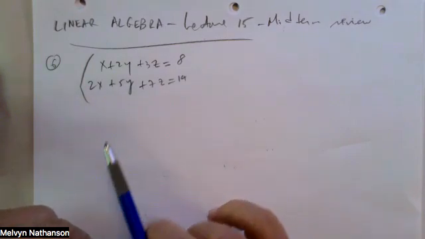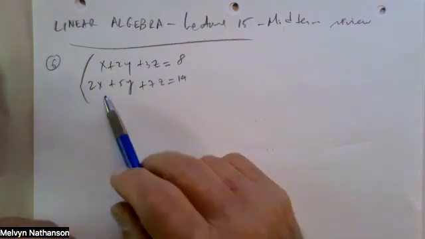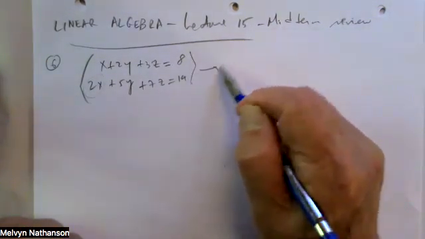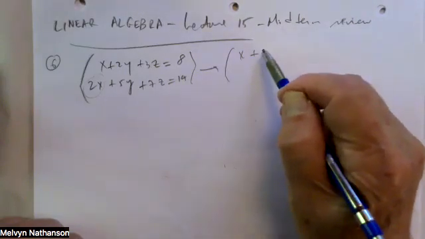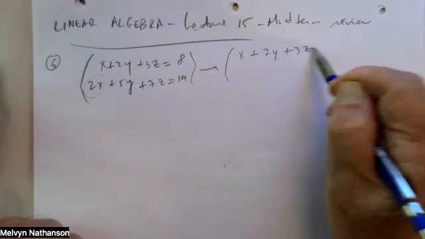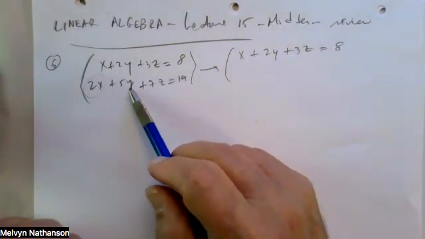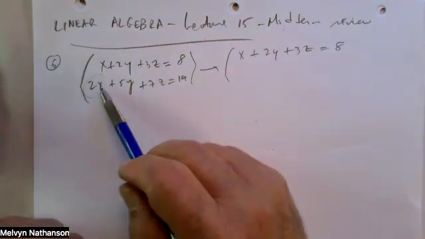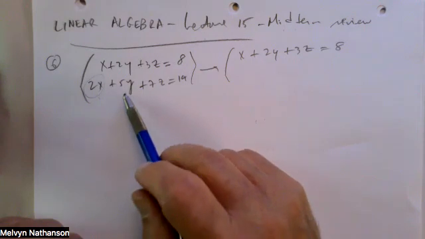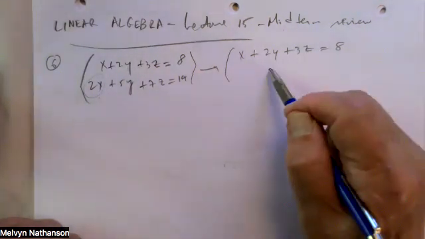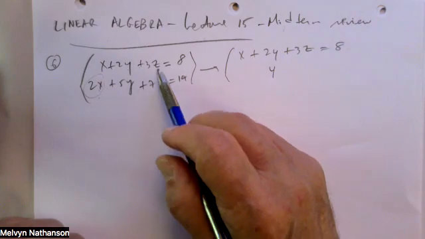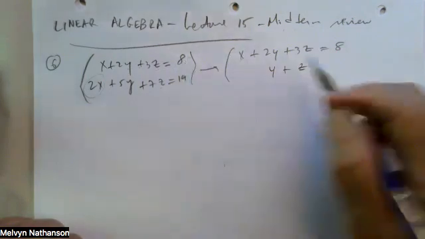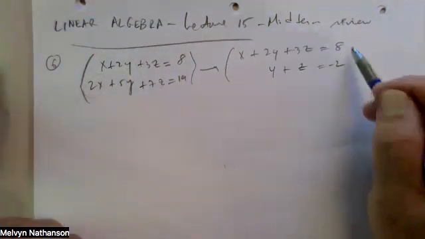So I have these two equations and I want to eliminate, let's say, x from the second equation. So I have a new system of equations. I'm not changing the first here. But if I take the second equation minus 2 times the first equation, what do I get? 2x minus 2x is 0. 5y minus 4y is y. 7z minus 6z is z. And 14 minus 16 is minus 2.